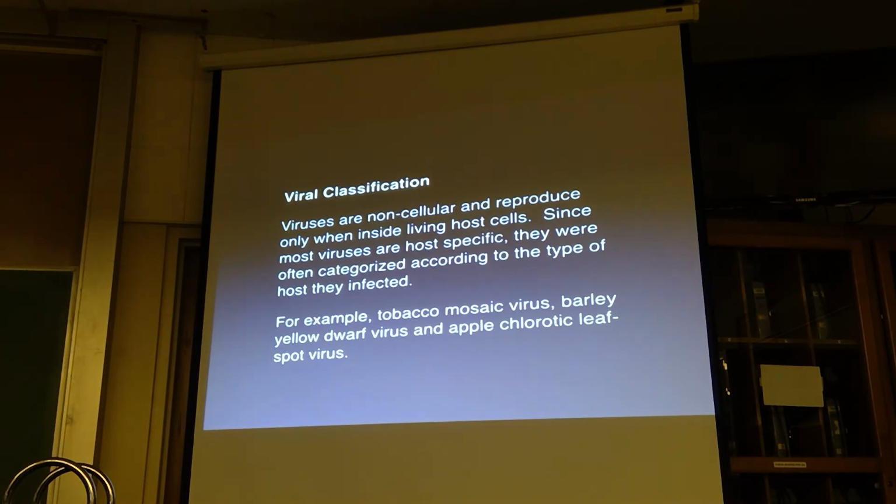So this is showing you some examples, viruses that infected tobacco plants and caused specific characteristic infection were called tobacco mosaic virus. We had barley yellow dwarf virus, apple chlorotic leaf spot virus. Had to do with what did they infect and what kind of symptoms.